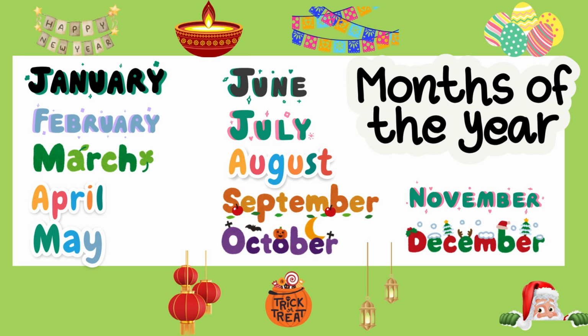Right, so let's look at some months. The first month of our year is January, then February, March, April, May, June, July, August, September, October, November, December. Again, one more time: January, February, March, April, May, June, July, August, September, October, November, December.